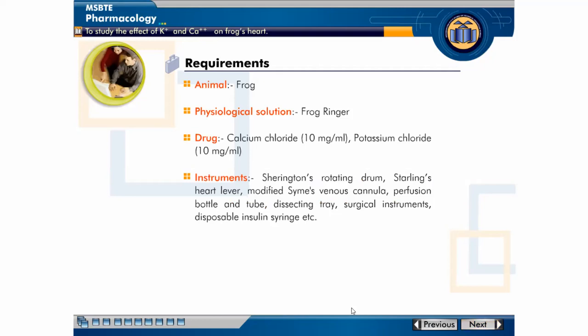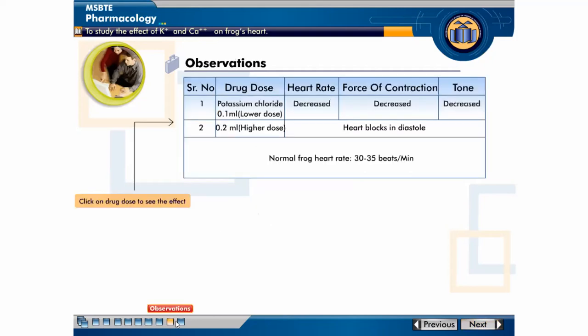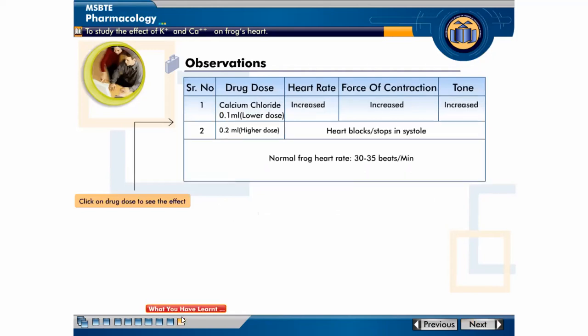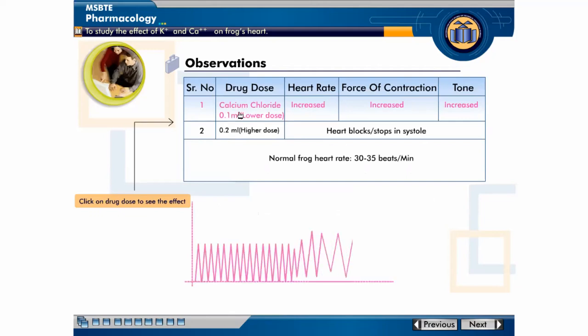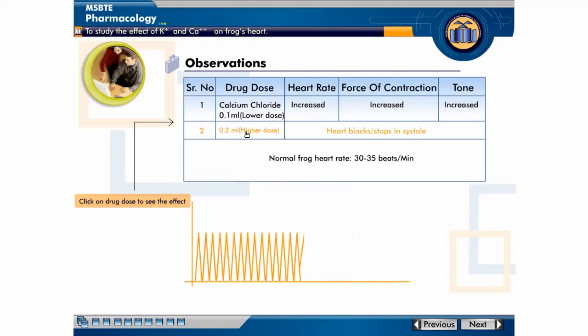Do you want to see again the observation table or graph? ग्राफ रिवाइज करा ना. Okay. When we inject calcium chloride, then heart rate and force of contraction get increased, and also tone is increased. When 0.2 ml, that is a higher dose, then the heart stops in the systole.